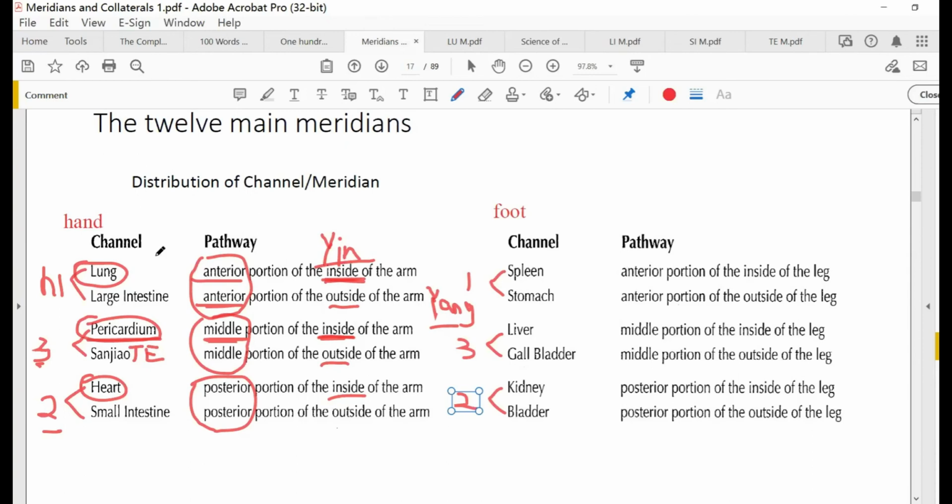So this is the same, right? For the hand, anterior, middle, posterior. For the foot, same. Anterior, middle, posterior. This one just is the legs, on the legs. And still inside, outside, that's the yin part, and that's the yang part.